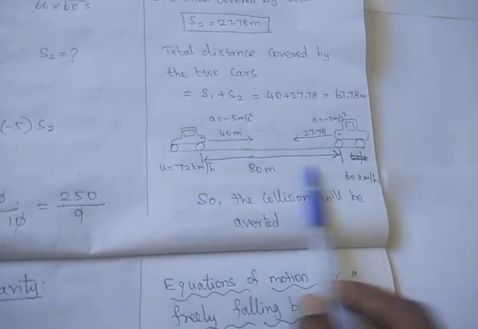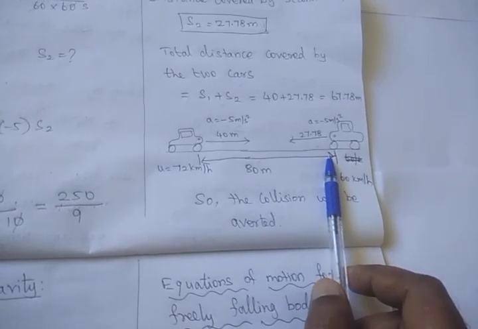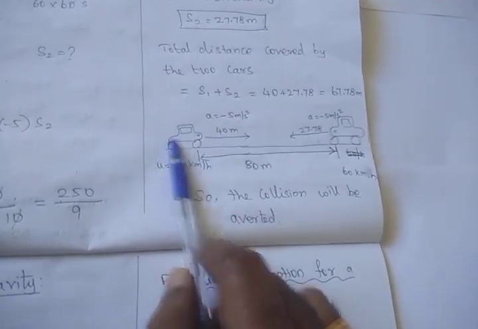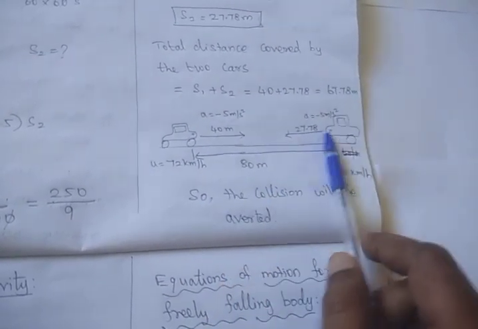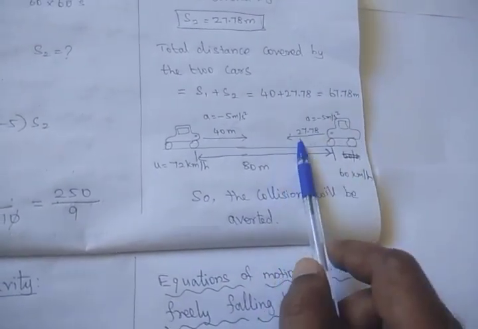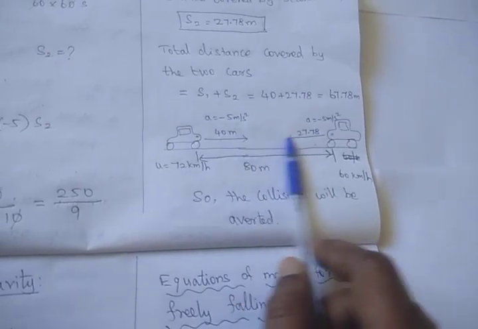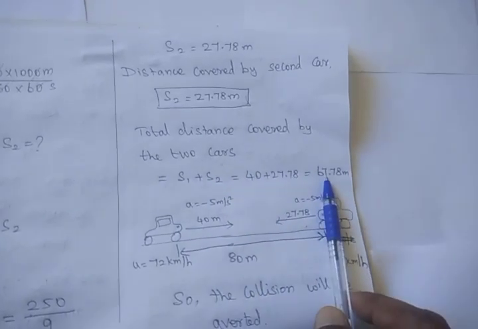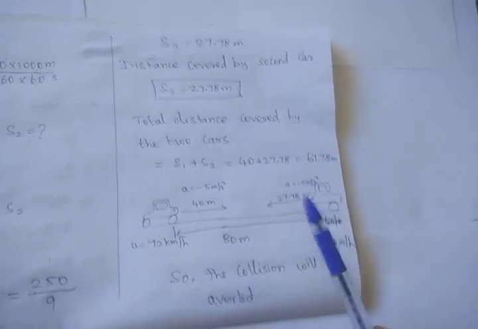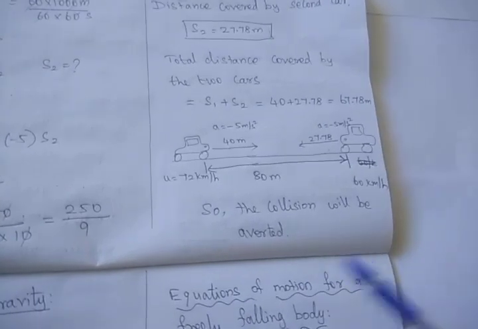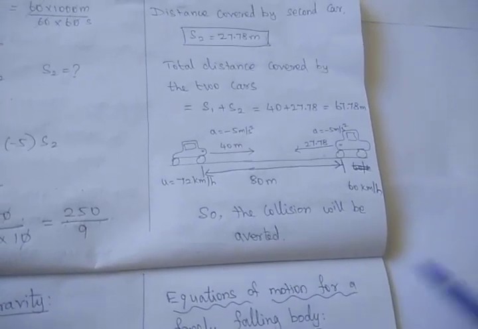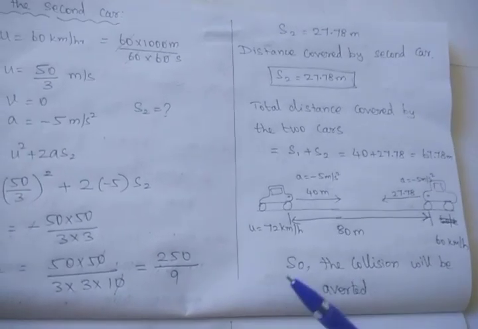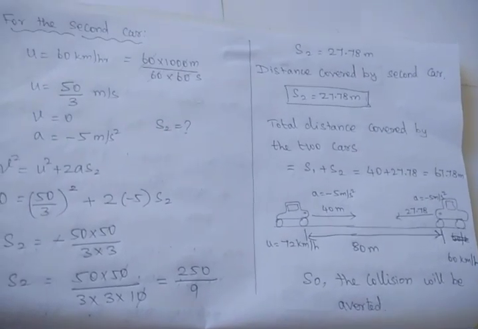What is the total distance between the two cars? Before applying the brake, it is 80 meter. After applying the brake, the first car moves 40 meter and the second car moves 27.78 meter. So it does not cover 80 meter. If you add these two, we get only 67.78 meter. That means the two cars do not collide. The accident is avoided. So clear students, by using the equations of motion, we can solve these types of problems very clearly.